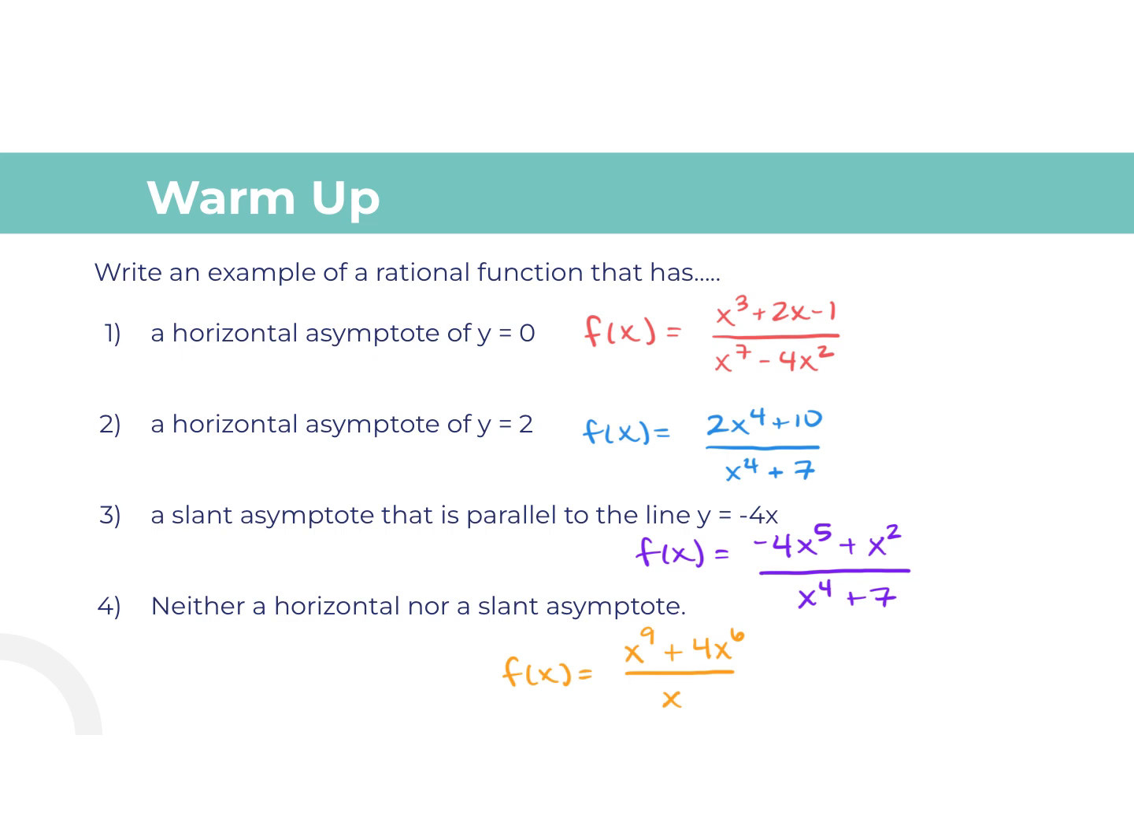And number 3, a slant asymptote that is parallel to the line y equals -4. The polynomial in your numerator should be 1 degree bigger than your polynomial in your denominator, and the ratio of those leading coefficients should simplify to -4. In the last one, the polynomial in the numerator should have a bigger degree than the polynomial in the denominator, and the difference in degrees should be greater than 1. These are just some examples. There are many different examples that you could write for each of them.